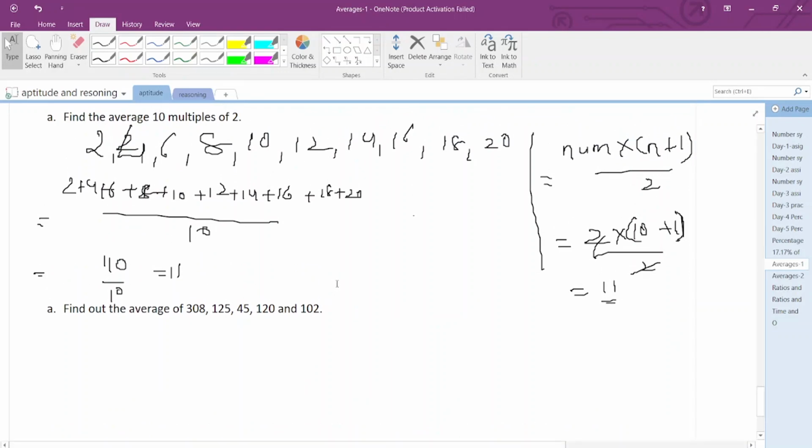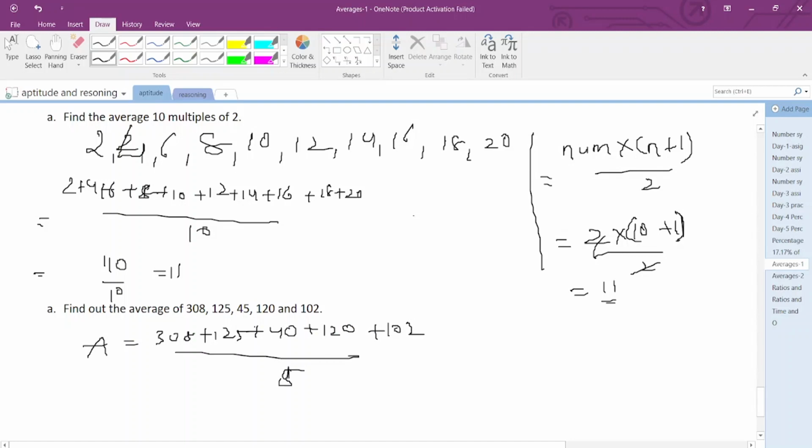So now let's solve the remaining questions also. Let's solve this question. Find out the average of 308, 125, 40, 120 and 102. So how do we do this, tell me. It's a very easy question, right? He asked to find the average and gave 5 items. How do we find the average of 5 items? Sum of all these items by total number of items. So just do it. I'm not doing it now. Okay, I'll just note it down and leave it, you solve it. So divide by total number of items, 5. Whatever average answer you get, that is the answer.